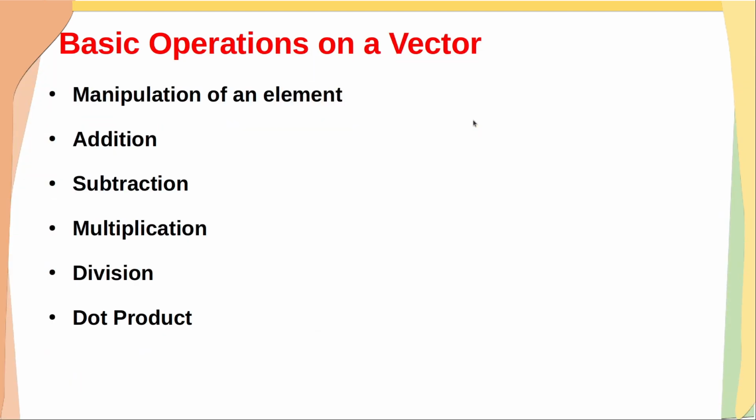Which are all the operations we can perform on a vector? Basic operations on a vector are manipulation of an element in a vector, addition of two vectors, subtraction of vectors, multiplication of vectors, division of vectors, and even dot product of vectors.